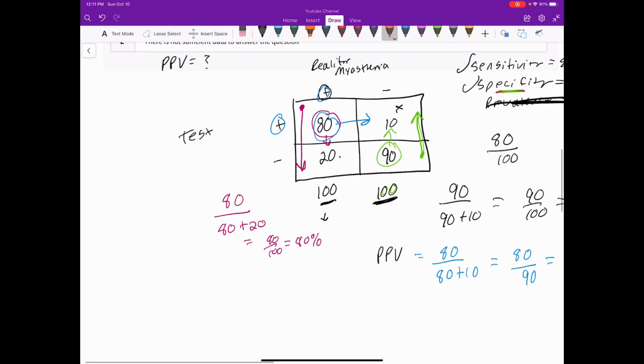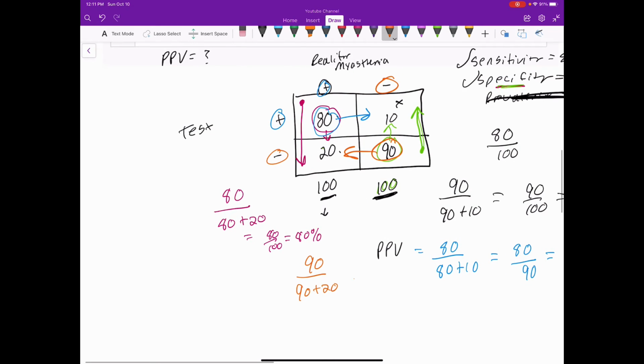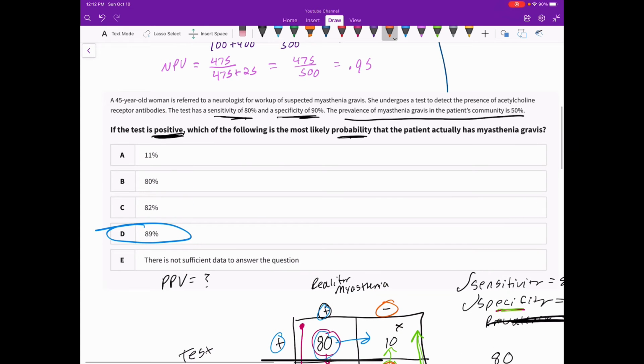Now, if they ask us for the negative predictive value, right? What is negative predictive value? Well, we just go to the two negatives and we go to the left. So we would do 90 over 90 plus 20, which equates to 90 over 110. Let's put it in the calculator because I don't know it. Okay, that equals 0.818, which equals 0.82 if you round it. Multiply it by 100 to get it into percents, and that equals 82%. So NPV, negative predictive value, would be 82%.